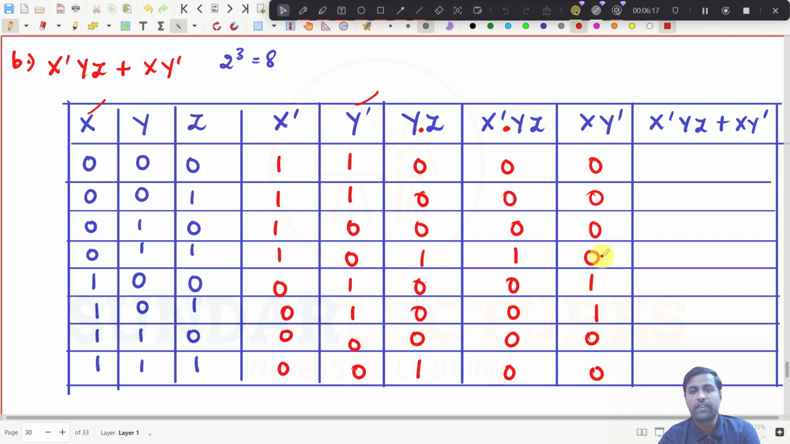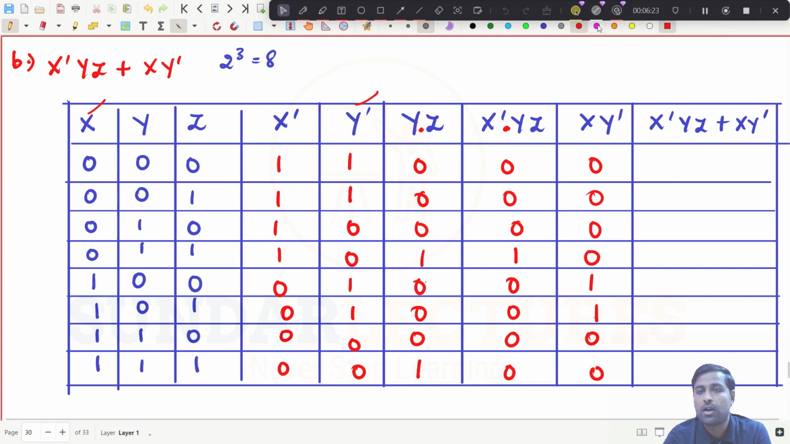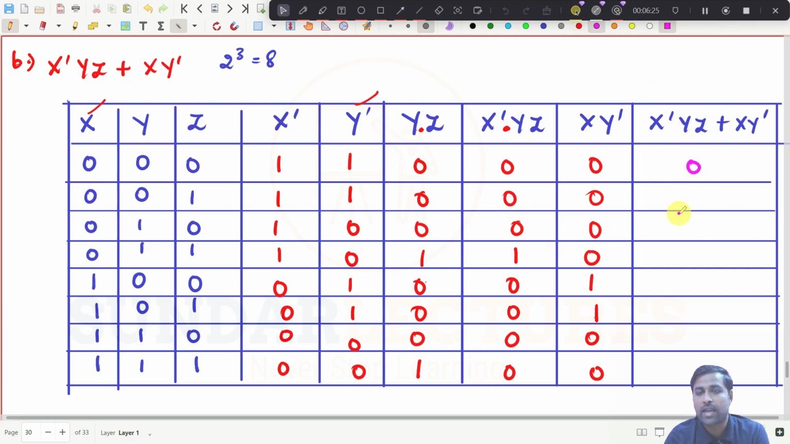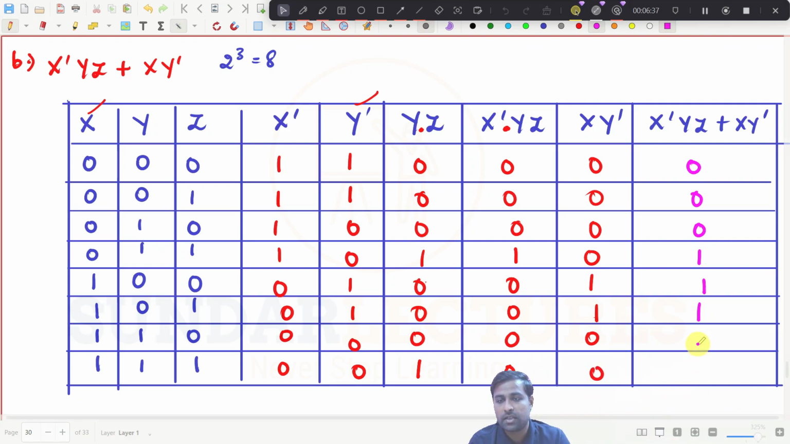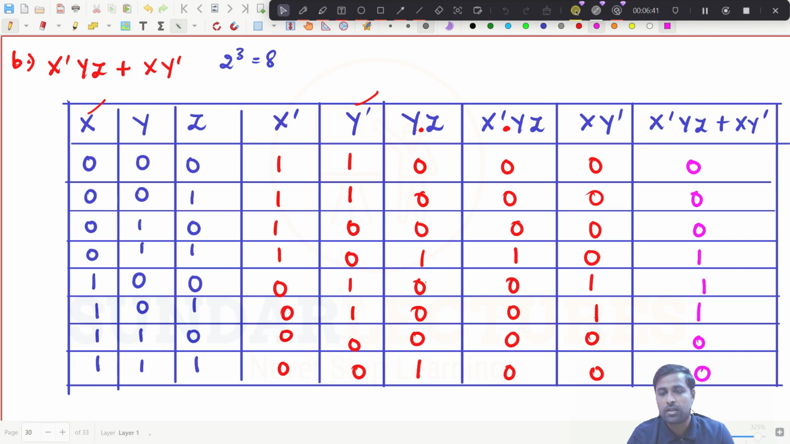So now we have got everything. What you need to do is, this is an OR operator, so you have to add these two, you will get 0, add these two you will get 0, add these two you will get 0, this will be 1, this will be 1, this will be 1, this will be 1, and these two 0, these two 0 and then 0. See this one right now. So this is the final answer.